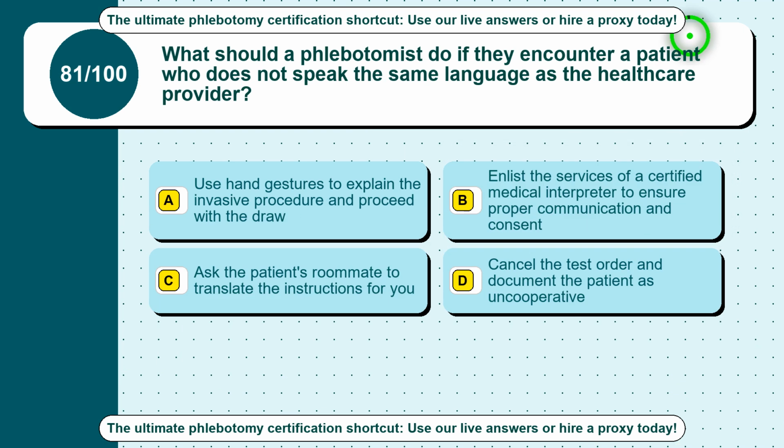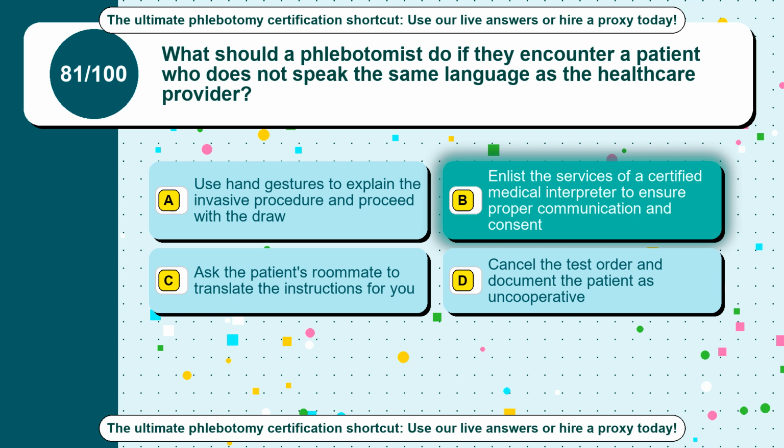Question 81. What should a phlebotomist do if they encounter a patient who does not speak the same language as the healthcare provider? Option A, use hand gestures to explain the invasive procedure and proceed with the draw. Option B, enlist the services of a certified medical interpreter to ensure proper communication and consent. Option C, ask the patient's roommate to translate the instructions for you. Option D, cancel the test order and document the patient as uncooperative.